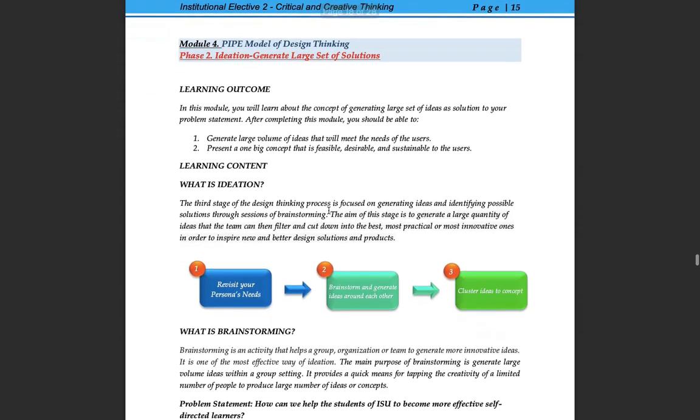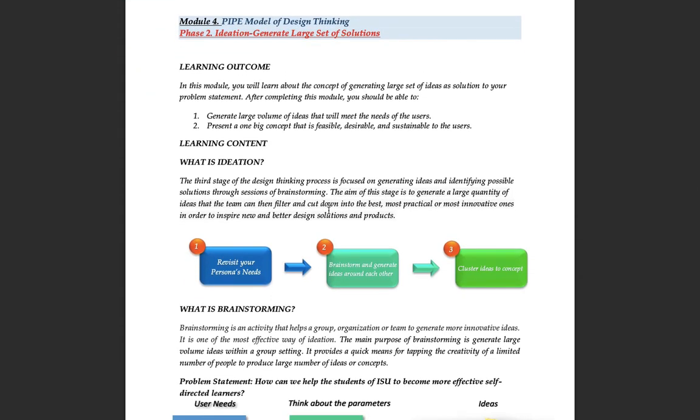For the final period, our first topic is phase 2 of the PIPE model of design thinking, which is ideation. Here you will generate a large set of solutions. In this module, you will learn about generating a large set of ideas as solutions to your problem statement. After completing this module, you should be able to generate a large volume of ideas that will meet the needs of the users, and present one big concept that is feasible, desirable, and sustainable to the users.